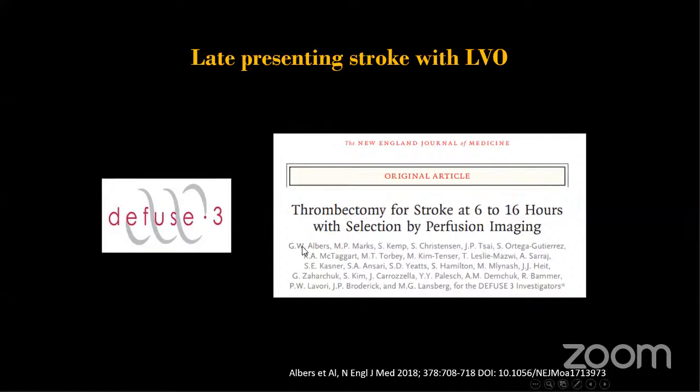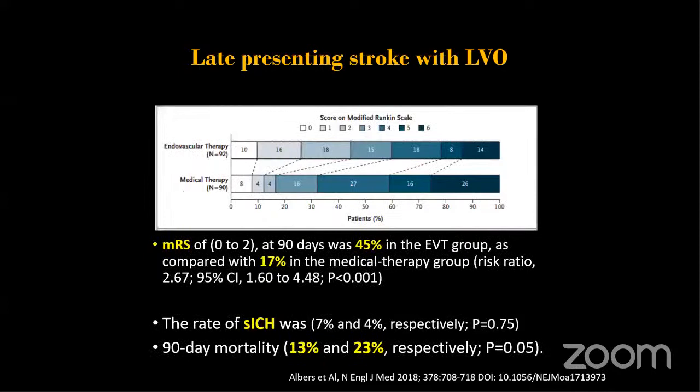Then DIFFUSE was stopped due to significant results from the DAWN trial, and an interim analysis showed almost the same effect, with mRS shift 45% in the EVT group compared to 17% in the medical therapy group. Symptomatic ICH was 7% compared to 4%, and mortality was actually better in the endovascular arm, 13% compared to 23%.